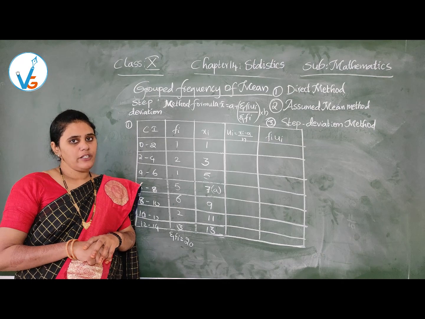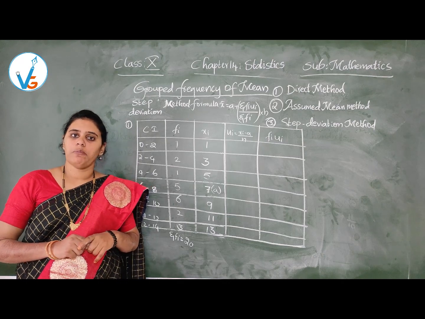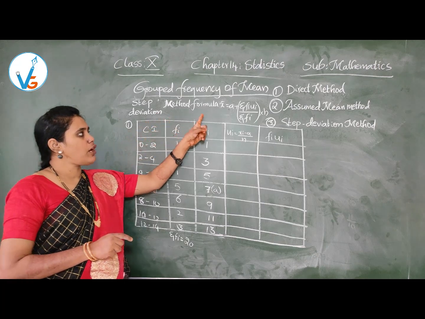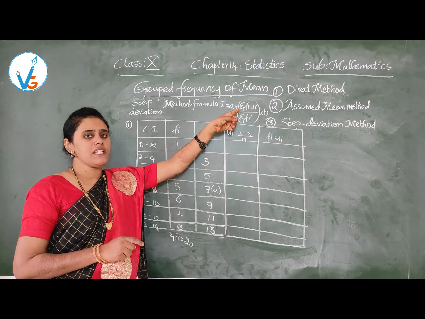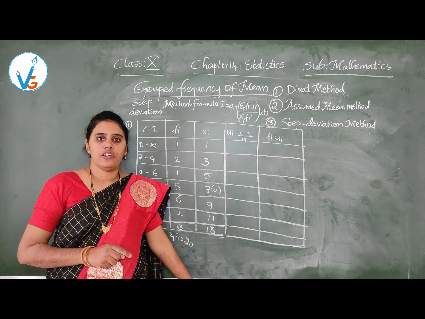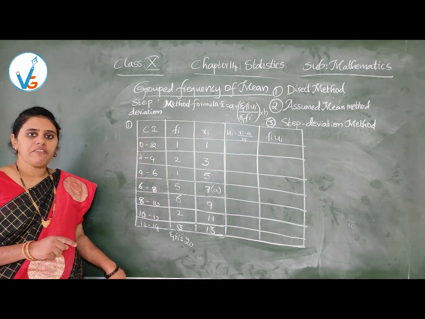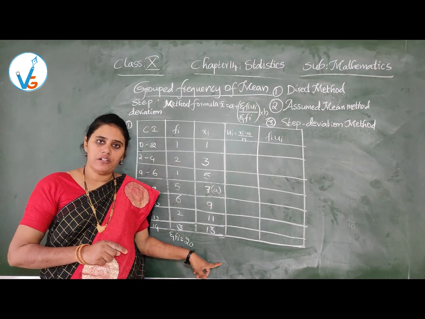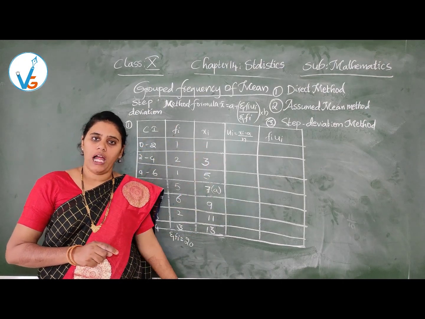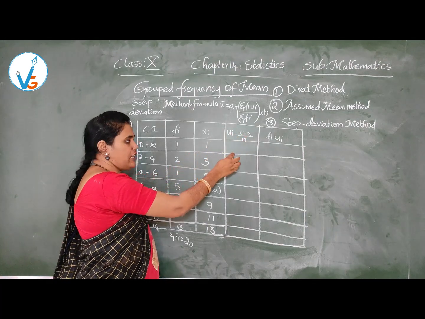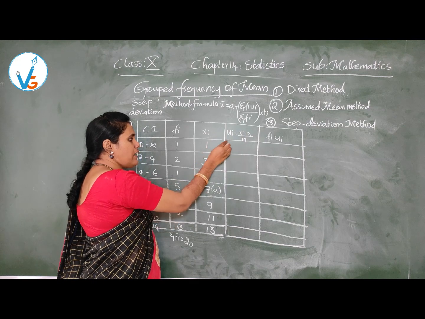Now I am going to explain the step deviation method for the same problem. So listen here, the step deviation method formula is x bar is equal to a plus sigma Fi ui by sigma Fi into h. So now here class intervals are given, frequency is given, and xi you know how to find out. Next we will go for our ui. Ui is nothing but xi minus a by h. So here what is your xi? 1.